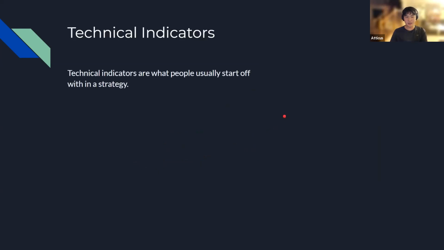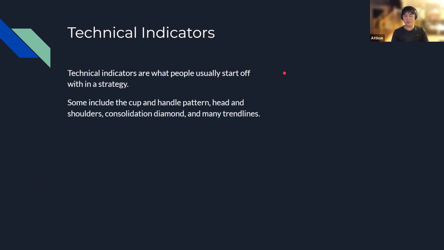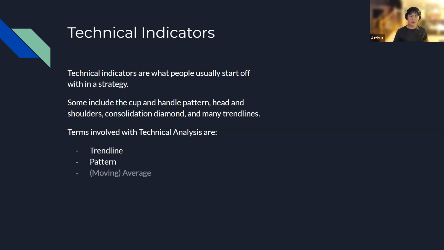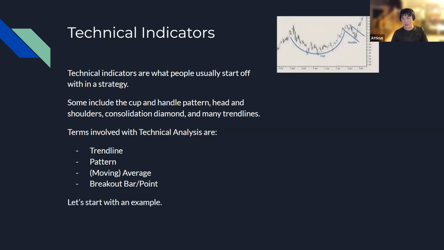So technical indicators. Technical indicators are what people usually start off with in a strategy, and it's the one that most people first learn. I learned it first, and I guess you guys will too. Some include the cup and handle pattern, head and shoulders, consolidation diamond, and many trend lines. We'll get into this in a moment. Some terms involved with technical analysis are trend line, pattern, moving average or just average, breakout bar or breakout point. So let's start with an example. Oh, here's the cup and handle pattern.